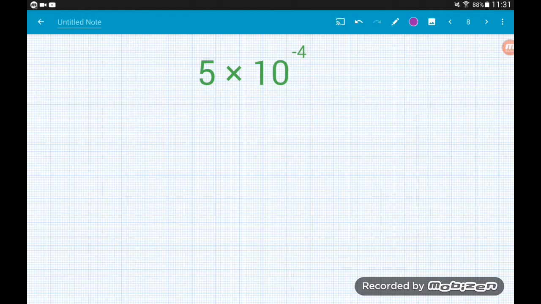So 5 times 10 to the power of minus 4. So now that we're dealing with negative powers, our decimal point moves to the left. So what we're going to do here, we're going to take our number 5 and pretend again that it's 5.0. 5 is exactly the same as 5.0, so we're perfectly entitled to do that. But this time we're going to write some zeros before the number.